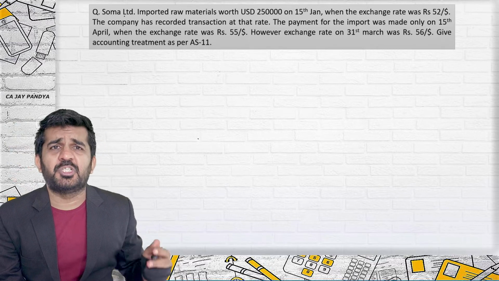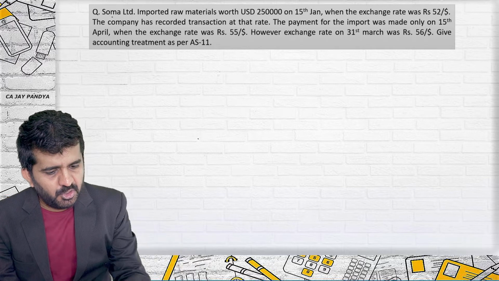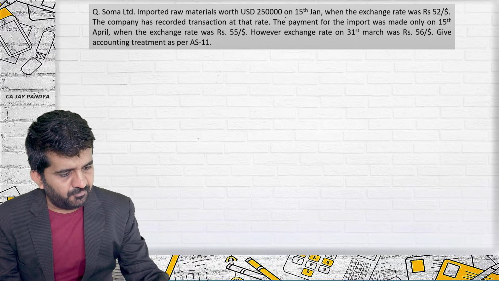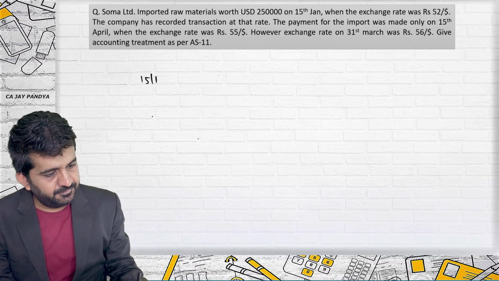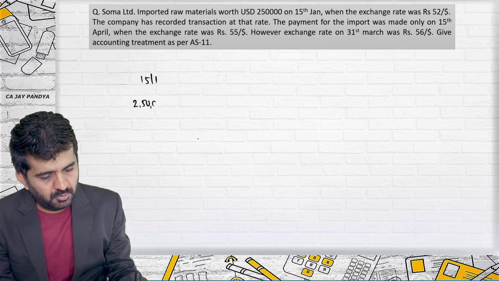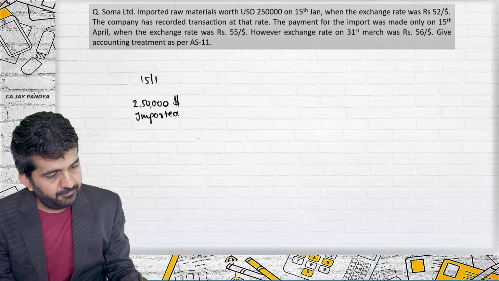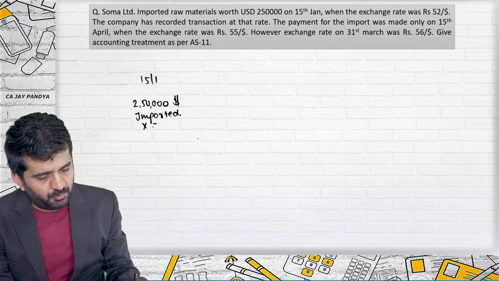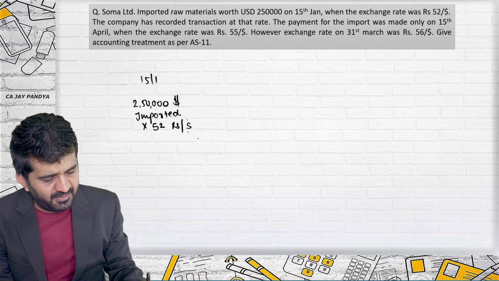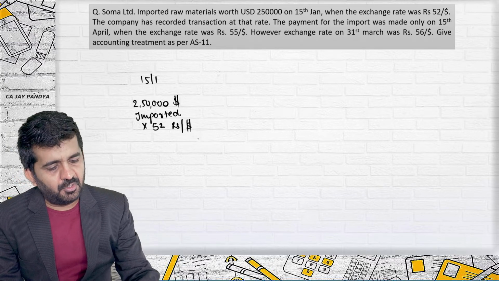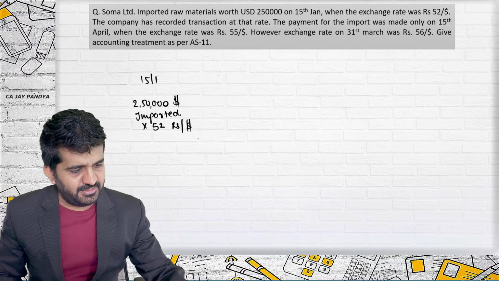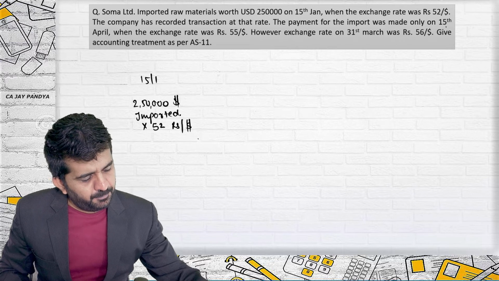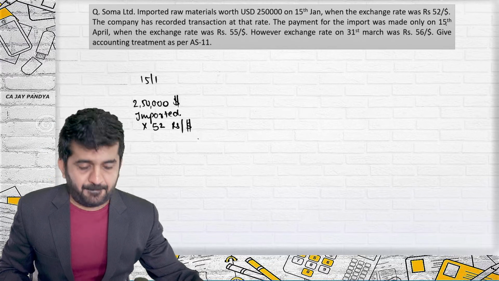These are all institute questions, either intermediate or CA final questions. Soma Limited imported raw material worth $250,000 on 15th of Jan, when the exchange rate was 52, so this will be converted at 52 rupees per dollar. The company has recorded the transaction at that rate. Is it a good accounting treatment? The answer is yes.